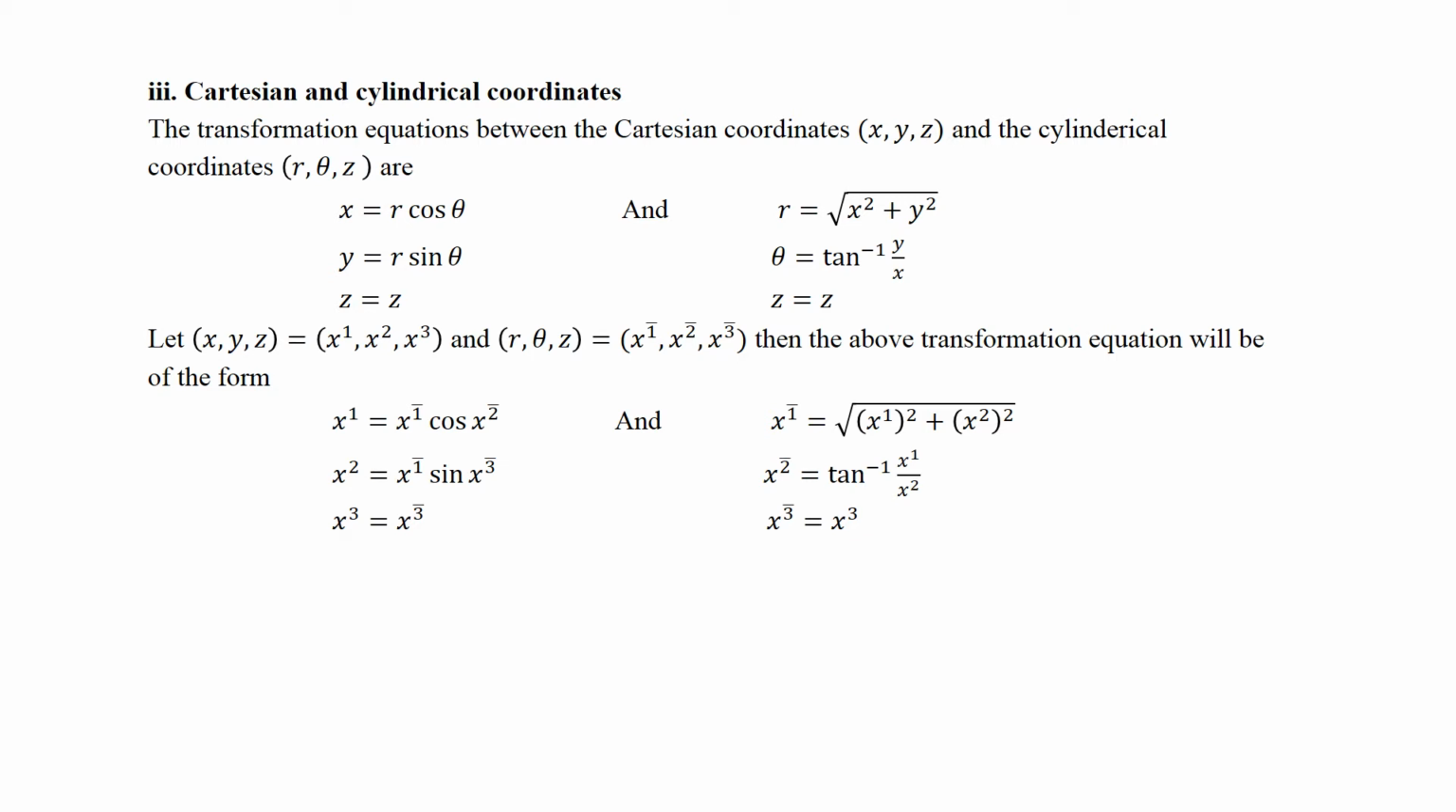Let x, y, z be x1, x2, x3, and r, theta, z be replaced with x1 bar, x2 bar, x3 bar. Then the above transformation equations will be in the form x1 is equal to x1 bar cos x2 bar, x2 is equal to x1 bar sin x2 bar, x3 is equal to x3 bar. And in inverse form, x1 bar is equal to the square root of x1 square plus x2 square, x2 bar is equal to tan inverse of x2 over x1, and x3 bar is equal to x3.